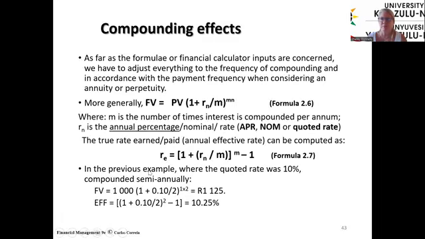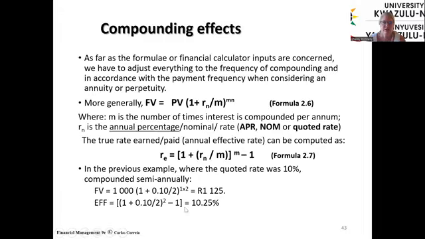So in the previous example where the quoted rate was 10% and it was compounded semi-annually, and after a year, Spool ended up with 1,125 Rand, what he actually earned in that year was not 10%.